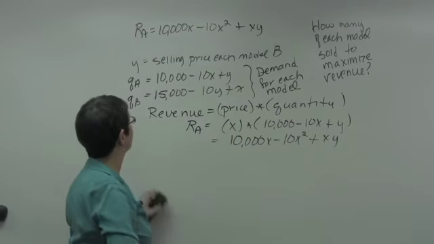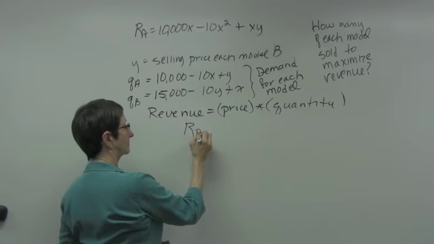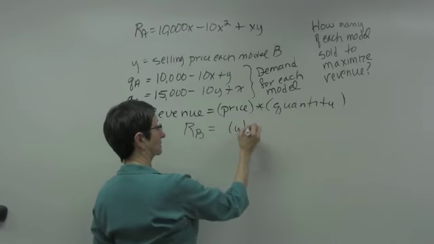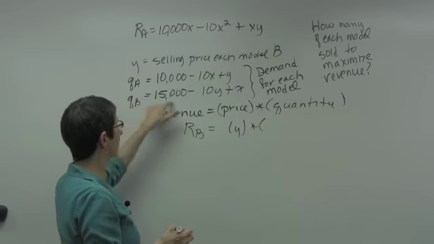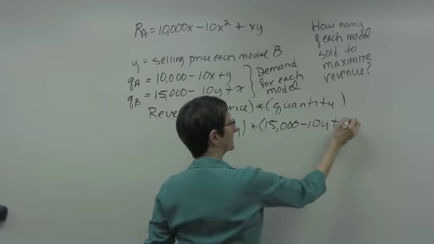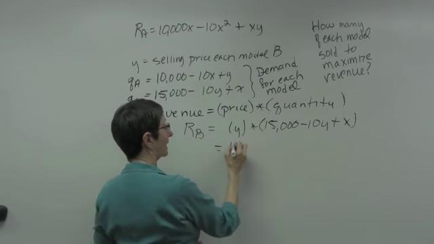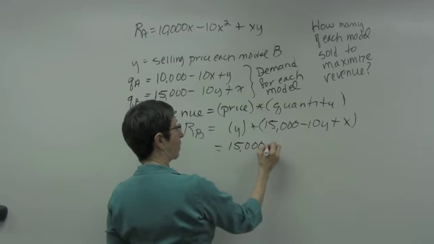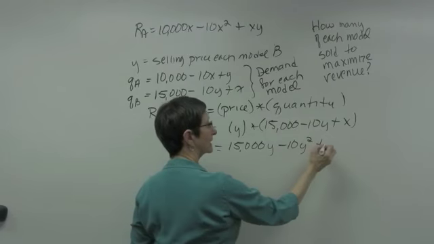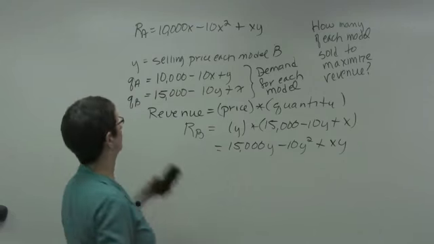That's a 2. Okay. So revenue for Model B. The price for Model B, Y is the selling price. The quantity sold for Model B, 15,000 minus 10Y plus X. Price times quantity. Distribute the Y through. I have 15,000Y minus 10Y squared plus X times Y, or Y times X. So that's my revenue for Model B.